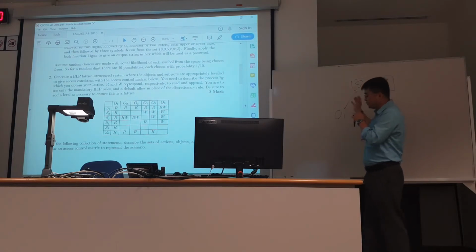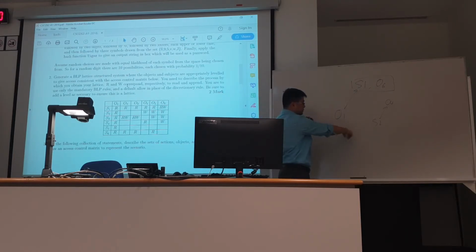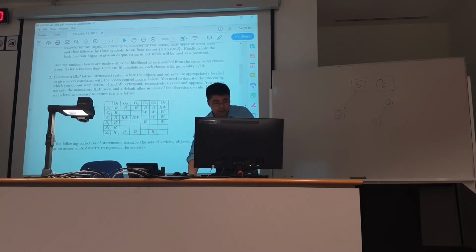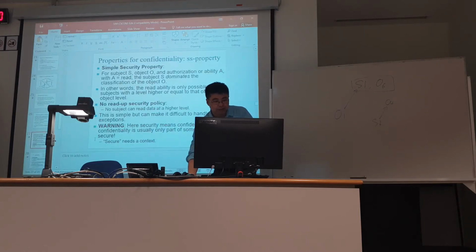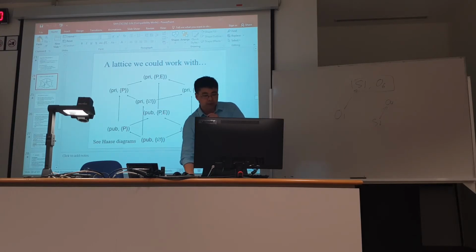So essentially, you need to draw a picture like this. This is just a starting point. Later you need to figure out what the other objects are, what the arrows are, and eventually you can come up with a lattice. The lattice will have a similar structure to this one, but maybe more complex than this one.